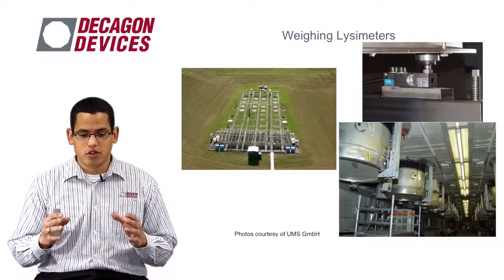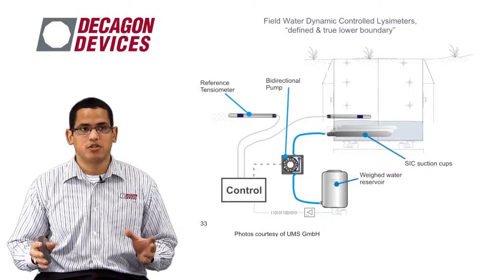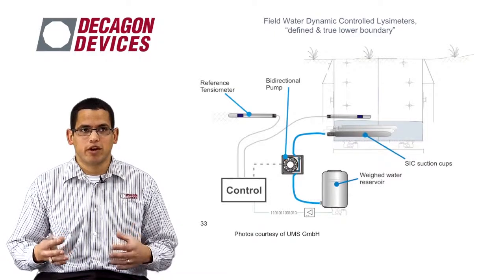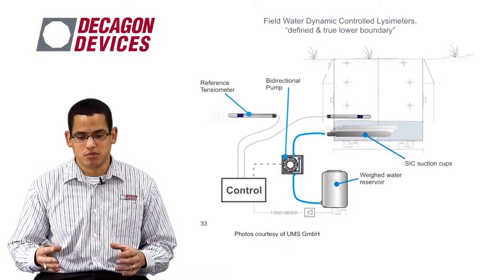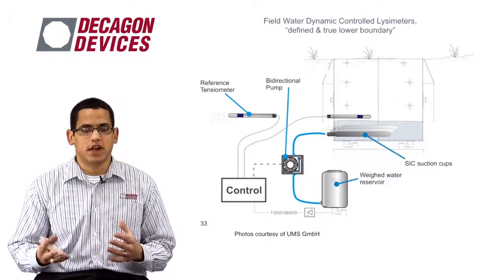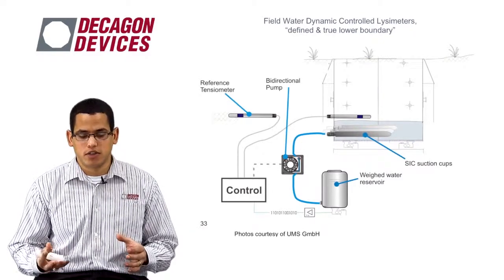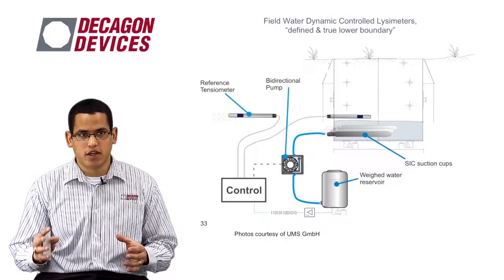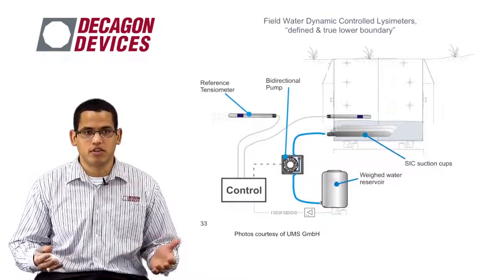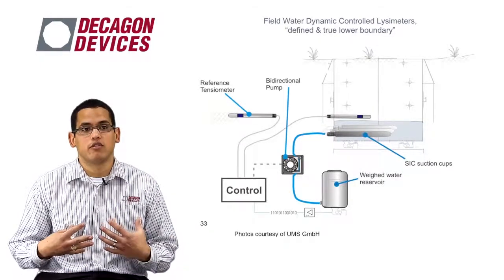Now, when using these large-scale weighing lysimeters, it's really important that you're able to match the field water dynamics within the lysimeter. In the past, we could actively control the suction, which allowed us to control the intake rates and the drainage rates within the lysimeter, actively controlling that with the reference tensiometer, giving us a good, accurate value of deep drainage.